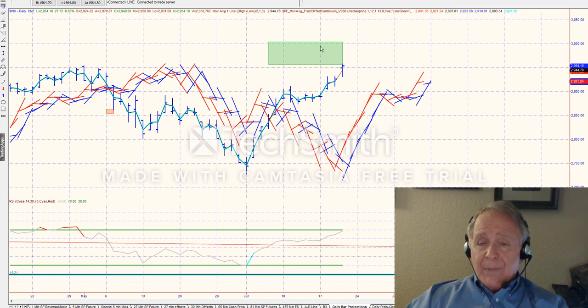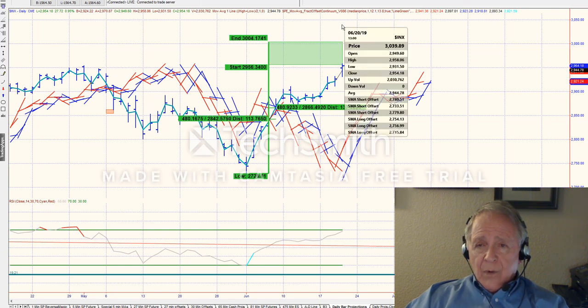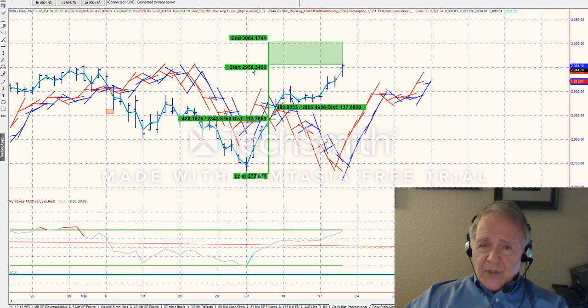On an intraday basis, this is a lot more interesting because it just barely snuck inside the projection window. Let's take a look at the projection numbers. A minimum upside of 2956.34 to as high as 3004.17. Today's intraday high on the S&P was 2958.06, just above this minimum upside projection.